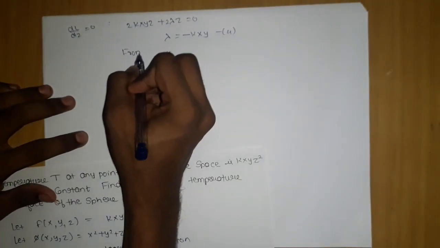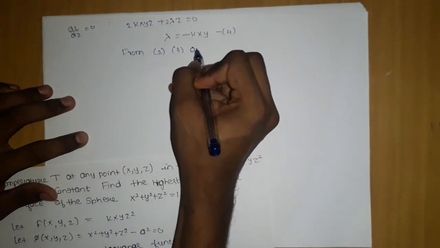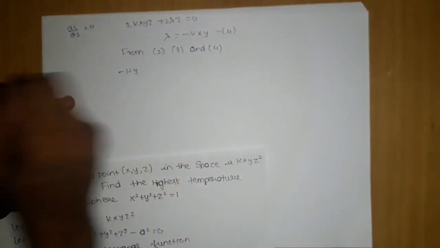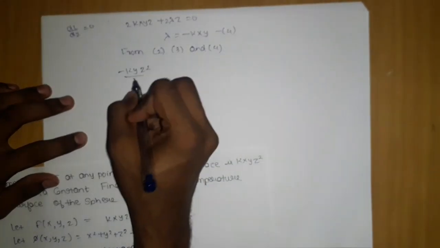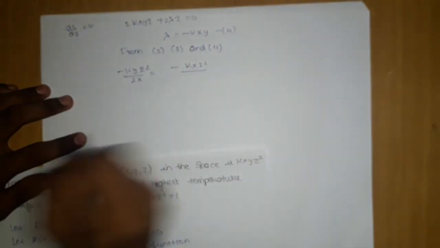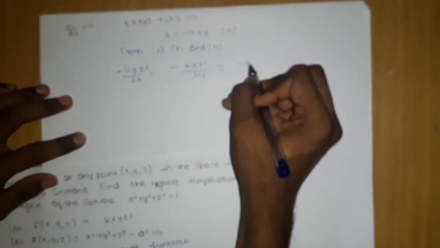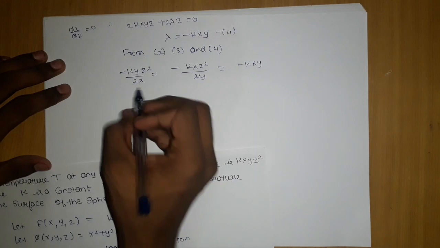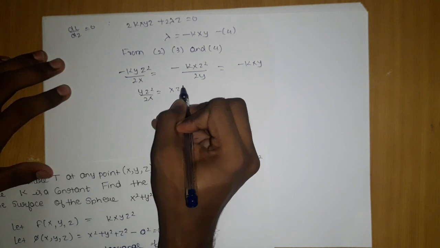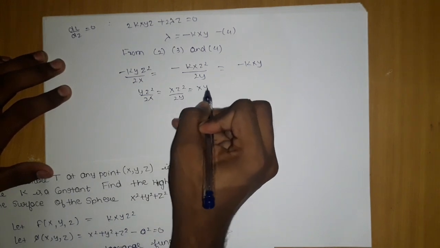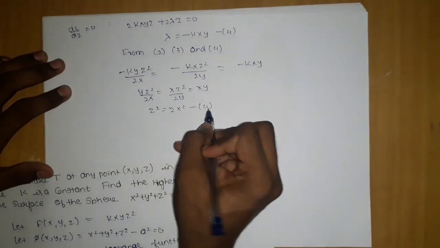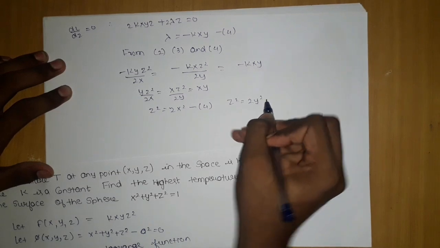So from 2, 3 and 4 we can compare them. By comparing, minus kyz² by 2x should be equal to minus kxz² by 2y, which should be equal to minus kxy. If I simplify them, I get yz² upon 2x equals xz² upon 2y equals xy. Therefore z² equals 2x², which is our fourth one, and z² equals 2y², which is our fifth one.